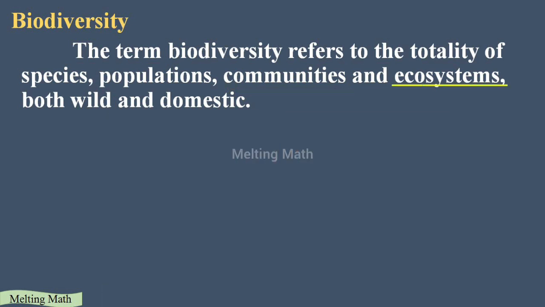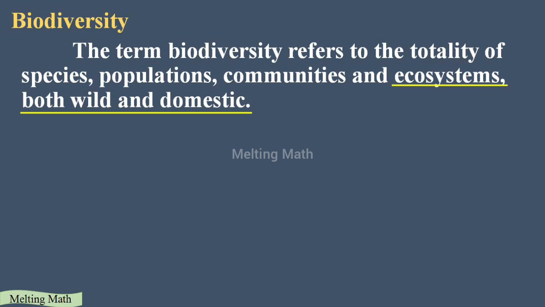After that there is the ecosystem. Ecosystem is nothing but the environment of an animal. Environment is the surrounding. Wild is the animal which is in the forest, and domestic is the animal which is in our normal area. So the combination of all these things is called biodiversity.